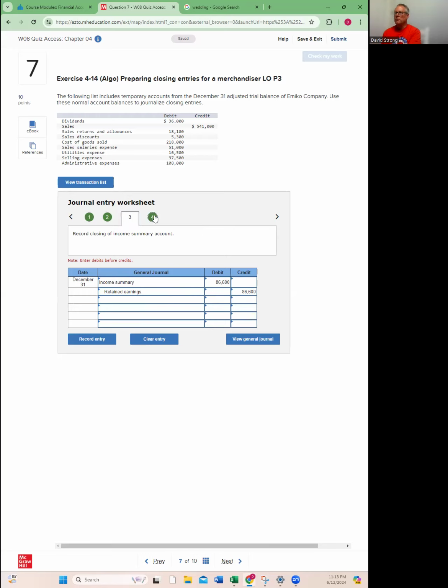Step 4 is we come back up again to the dividends and we're going to credit the dividend $36,000. And in order, it's going to be pulled out of those retained earnings to zero that account out also. So all 4 now have the exact same on the debit and the credit lines.